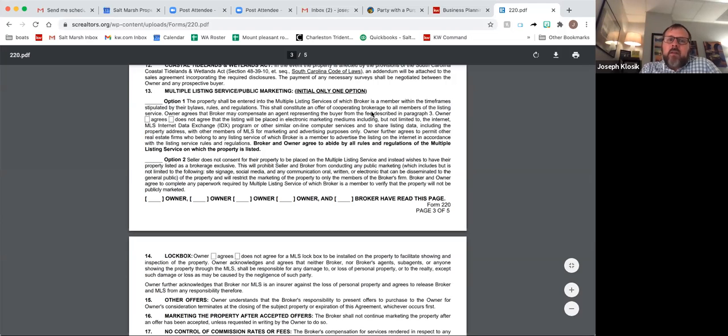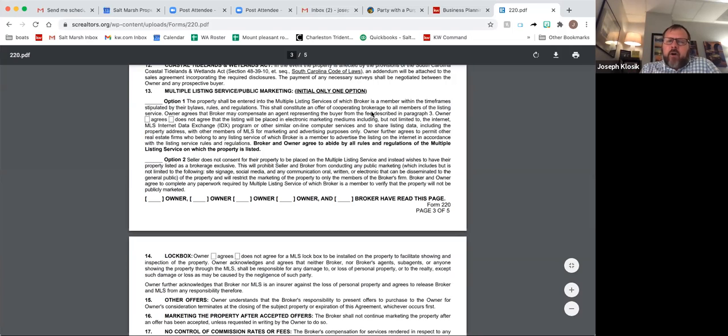Okay. Then there's option 1, which 99.9% of the planet should be using on this one. And this is that the property shall be entered in the multiple listing service of which the broker is a member within the time frame stipulated by their bylaws, rules, and regulations. I'm going to read all of this and I'm going to come back and translate it.